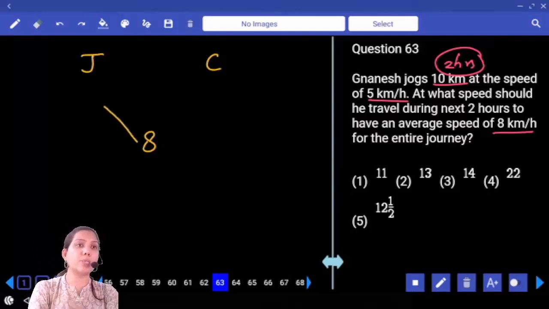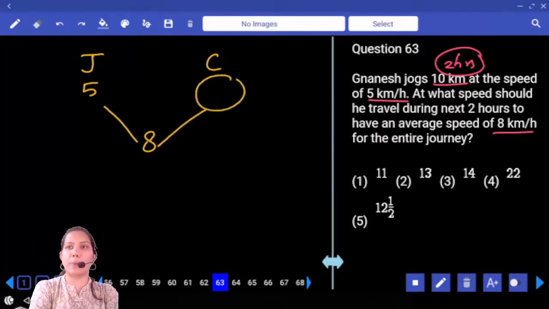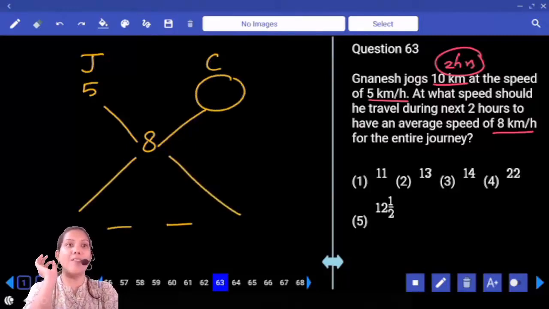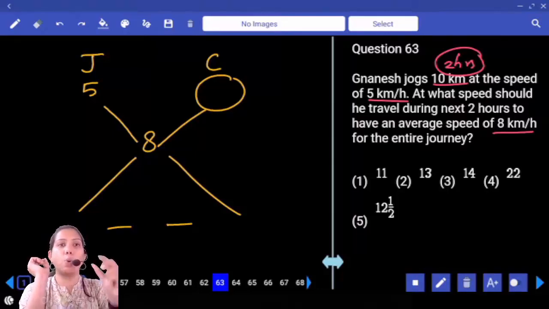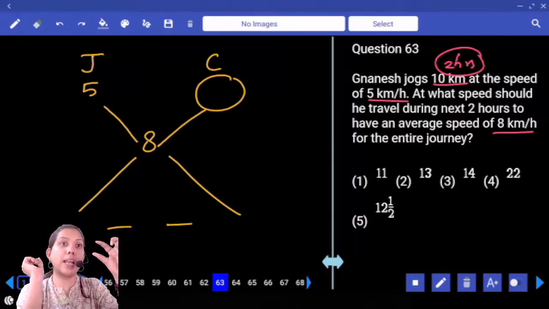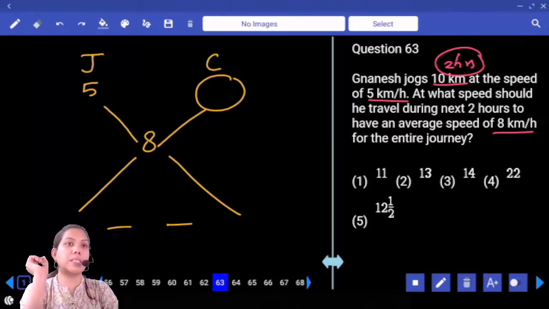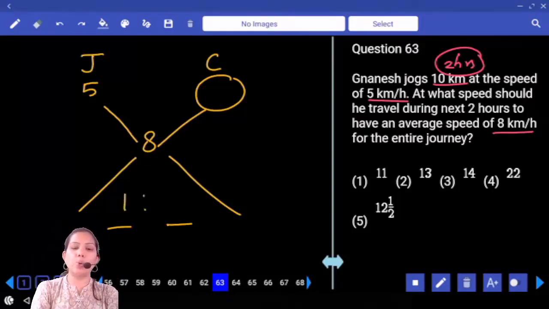And what is jogging speed? 5 km per hour. Your question is what is cycling speed? Finally, you get one ratio that is always time ratio. Speed in jogging and speed in cycling and average speed. What is first part of time? Jogging time is equal to 2 hours and cycling time is also 2 hours. Then ratio is equal to 1:1.